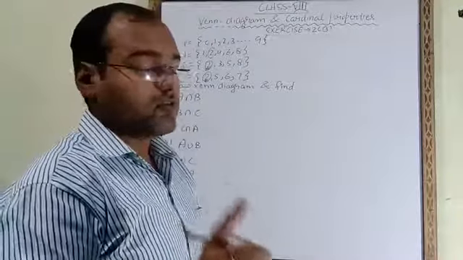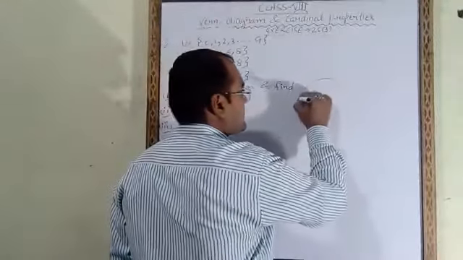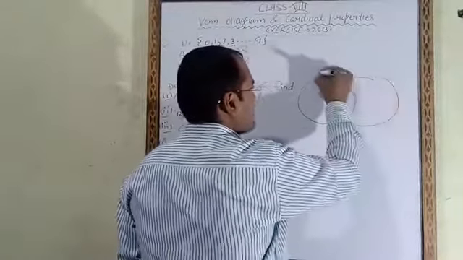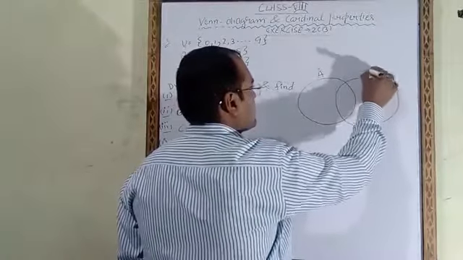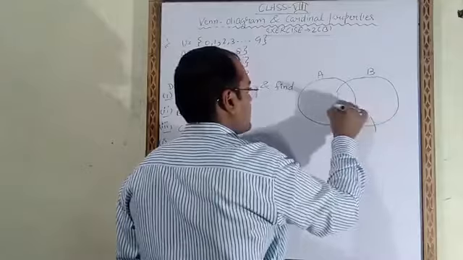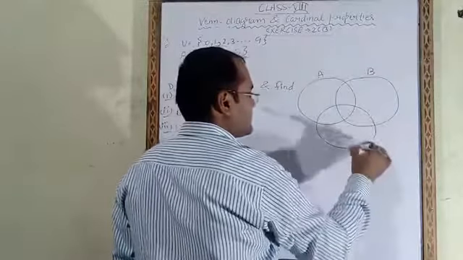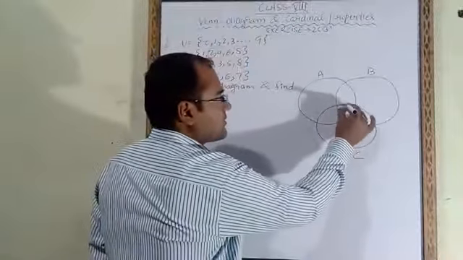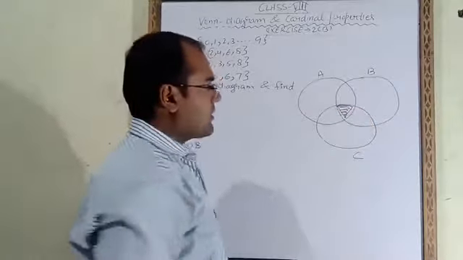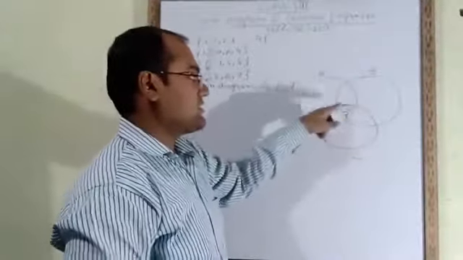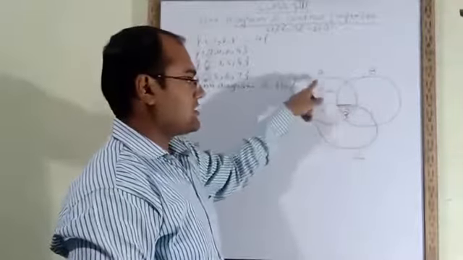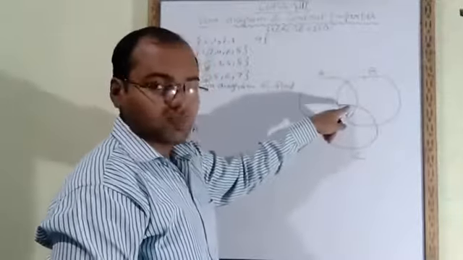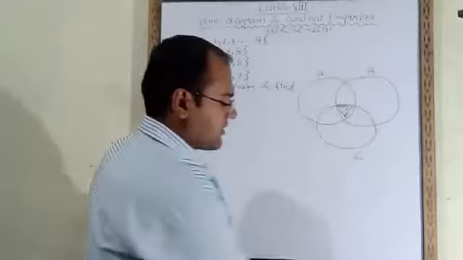So now we will draw three circles. This is the first circle, A, this is the second circle, B, and this is C. If you observe this figure carefully, this much part is common in all three circles. This part is in the A circle, B circle, and C circle. Only this part. So this part we have to fill first.